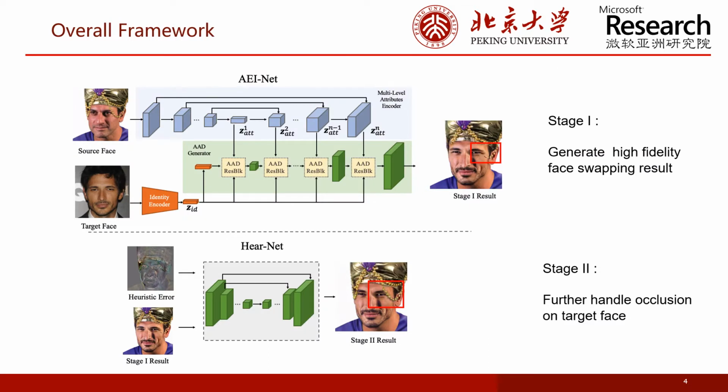FaceShifter utilizes a novel two-stage framework. In the first stage, it will generate a high-fidelity face swapping result, while in stage 2, it will refine the stage 1 result, especially handling those occlusions that were done wrong in stage 1.